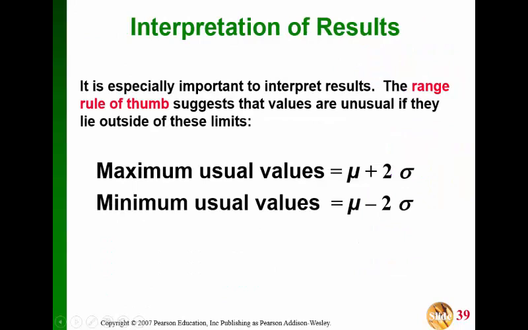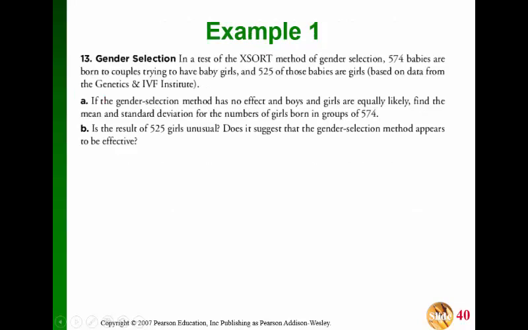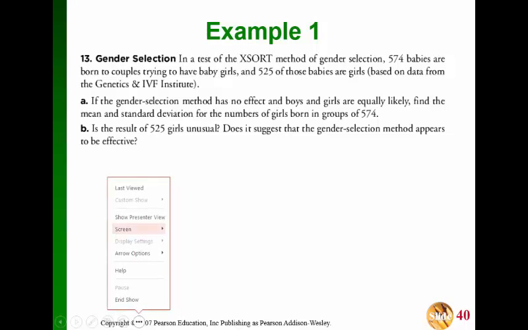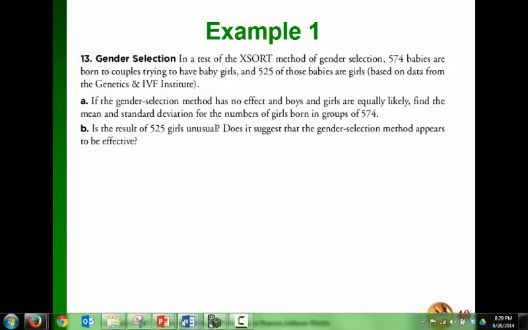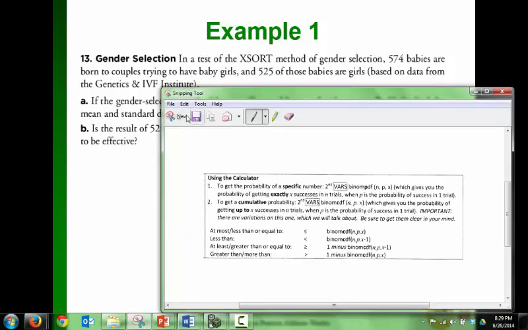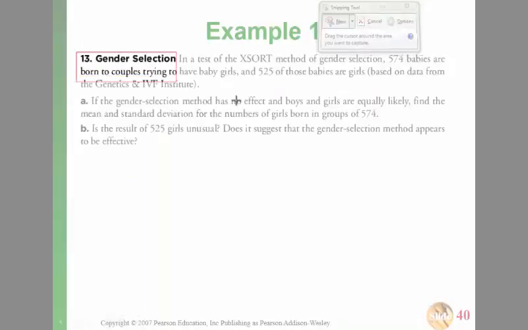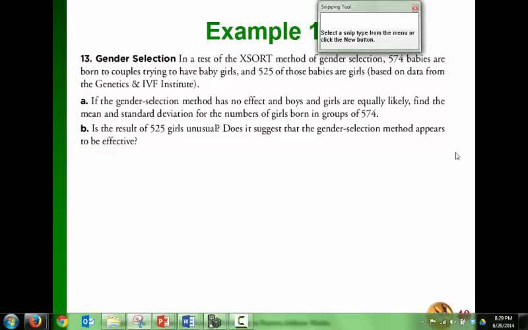Interpretations, usually I just fly over this page. It's the range rule of thumb again: 2 standard deviations away from the mean as our usual values. All right, here's an example. This is interesting, and this is that gender selection business that I was talking about. I picked 2 of them to compare and contrast the 2 different scenarios that you might have.